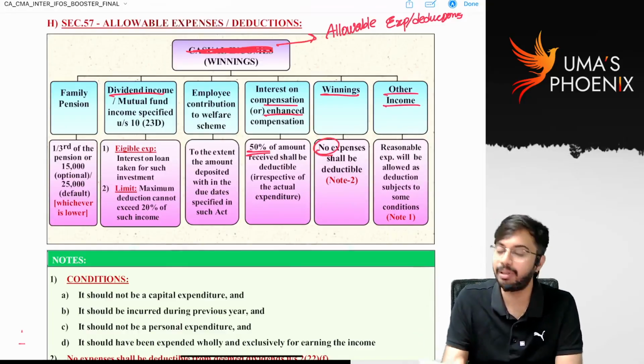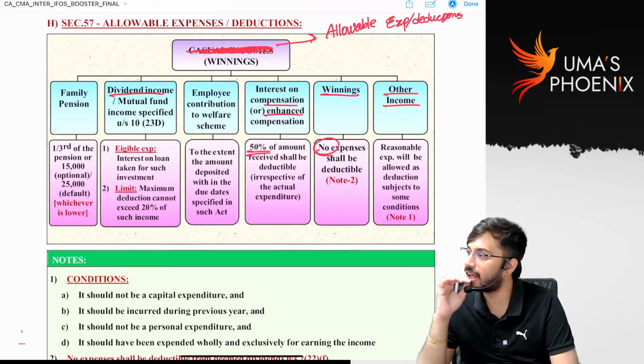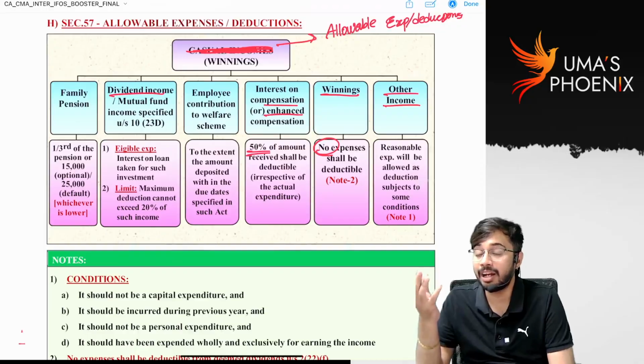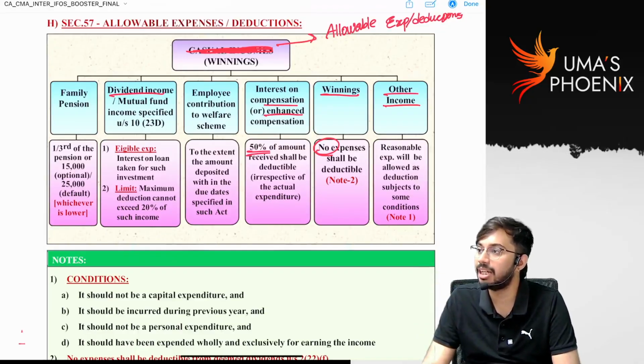Against other income, let's say you are earning royalty income. For earning royalty income, if you pay any expenses, those expenses are allowed as deduction. You are earning income from subletting. Okay, for earning that subletting income, if you pay any expenditure, that expenditure is also allowed as deduction.